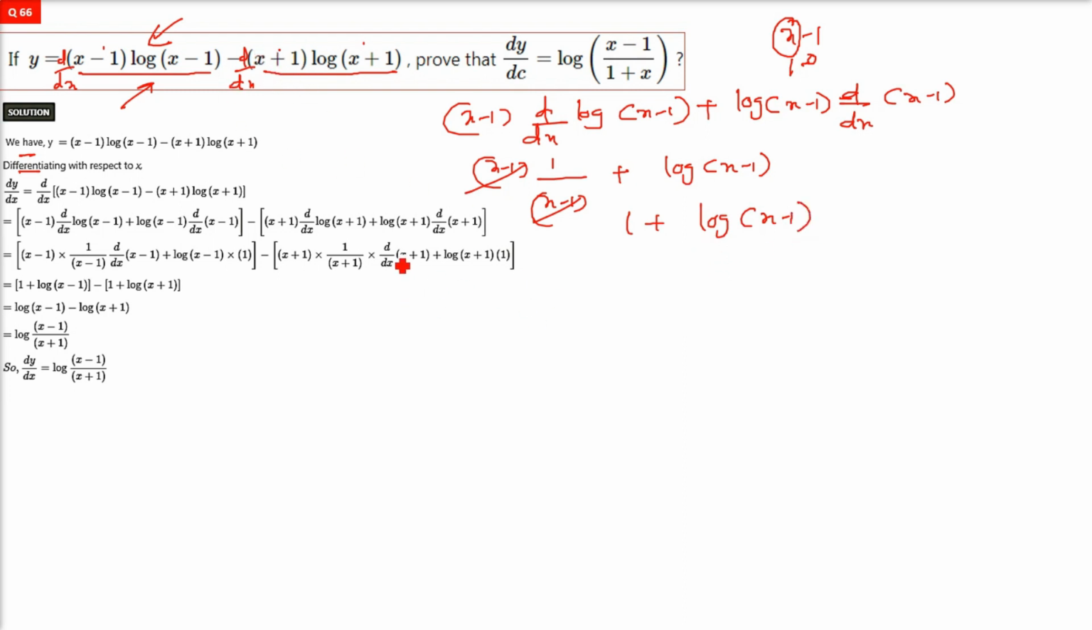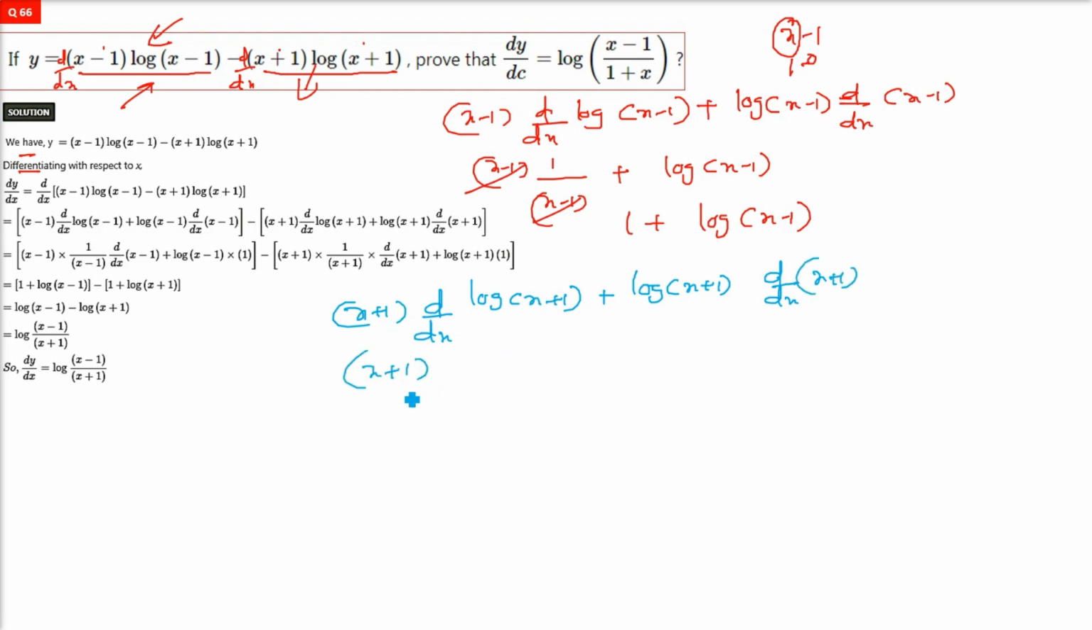Now I am doing the differentiation of the second part, second term basically after the negative. So let us change the color so that you understand I am doing the second part. x plus 1 and d by dx of log x plus 1, I am applying the product rule, plus log x plus 1 and d by dx of x plus 1. So d by dx of log x plus 1 is 1 by x plus 1. x plus 1 is 1 only. Here log x plus 1 and d by dx of x plus 1 is 1 only. So this gets cancelled. You have a 1 here only. 1 plus log x plus 1.